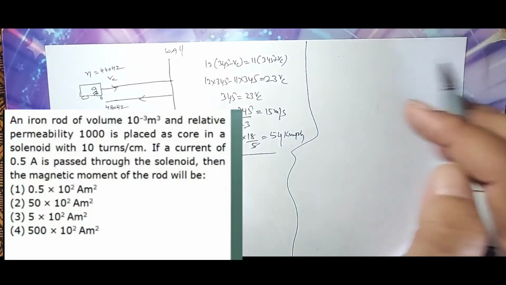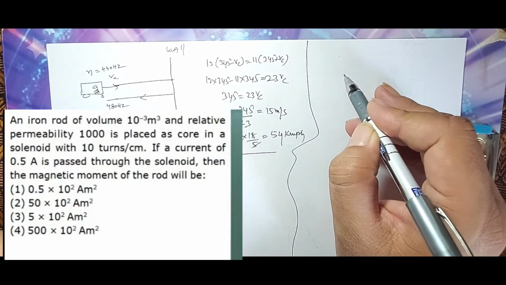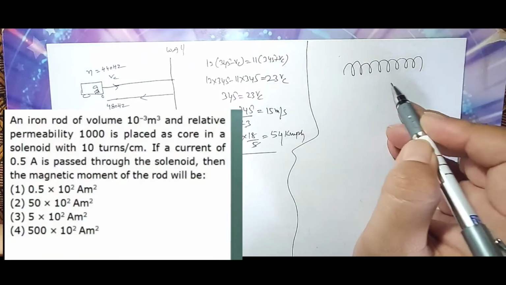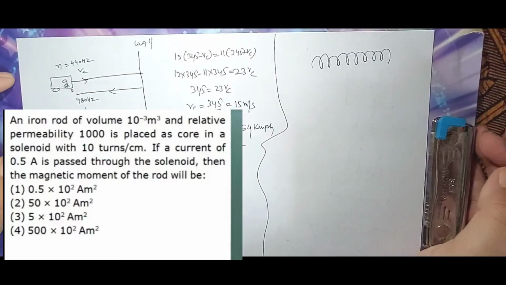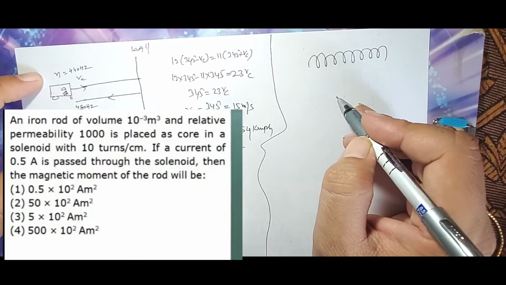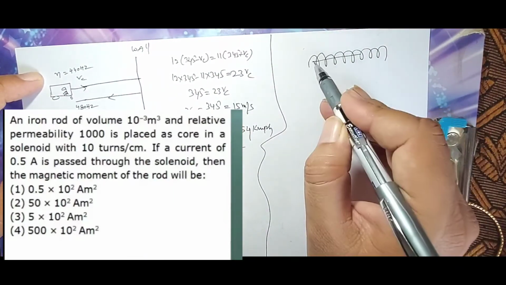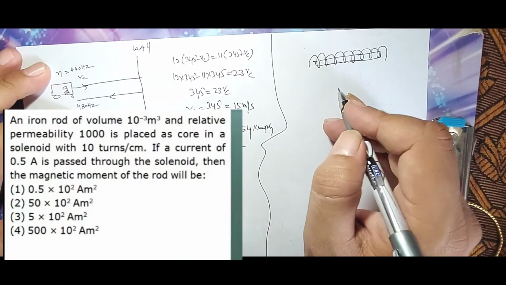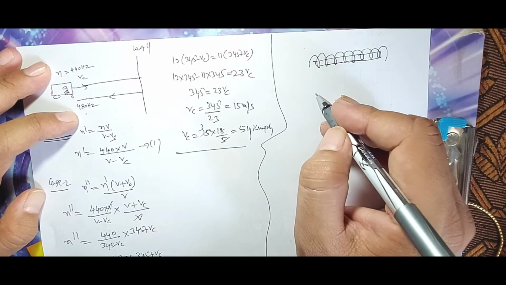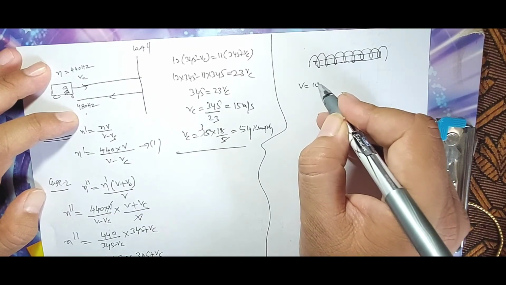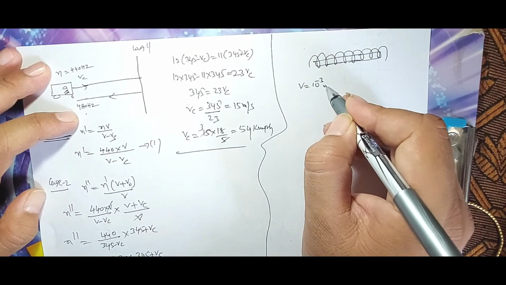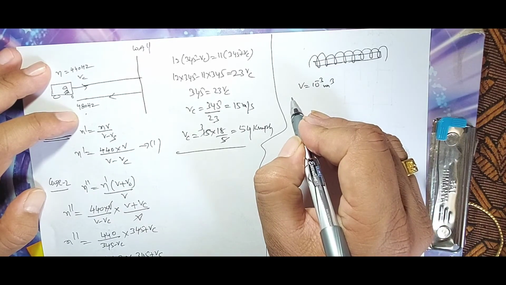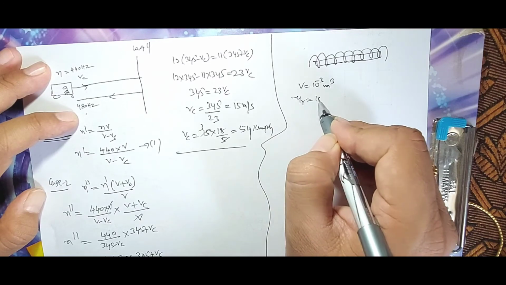So, here this is a solenoid. In this solenoid there is an iron rod inserted, of volume equal to how much? 10 to the power of minus 3 meter cube. Relative permeability mu r is equal to how much? 1000.